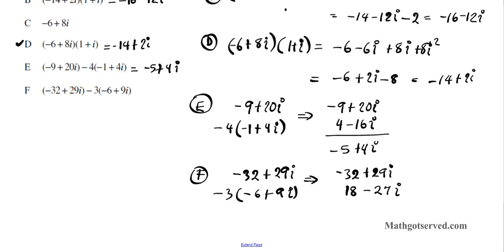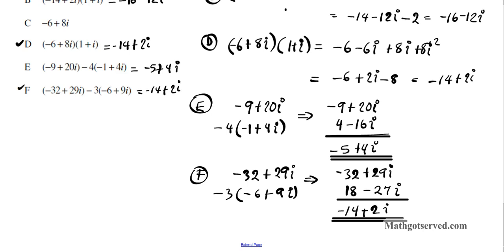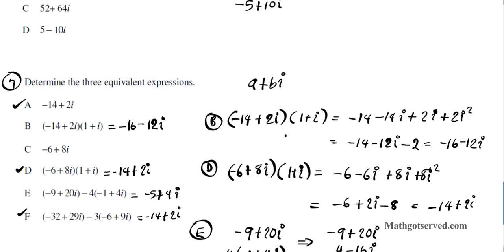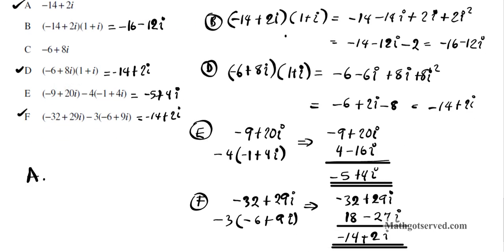So let's draw the line here. So this was for E, this was the difference. And then for this one, let's find what the difference is going to be. All right, so if we combine the real part, negative 32 plus 18, you're going to get negative 14. And then if you combine these two, you get positive 2i. All right, so this one is equal to negative 14 plus 2i. And we can clearly see that it matches A and D. So the conclusion here is that the three equivalent expressions are A, D, and F.